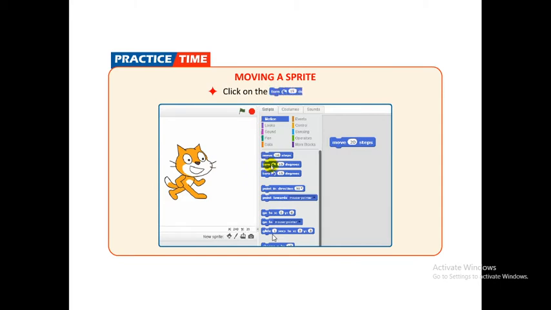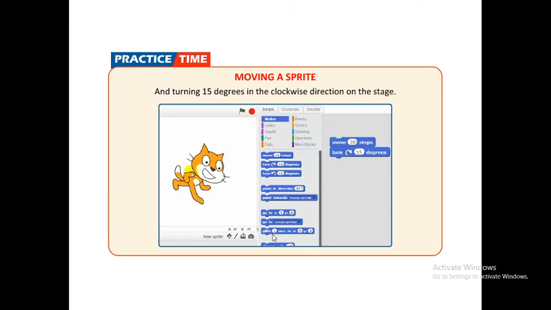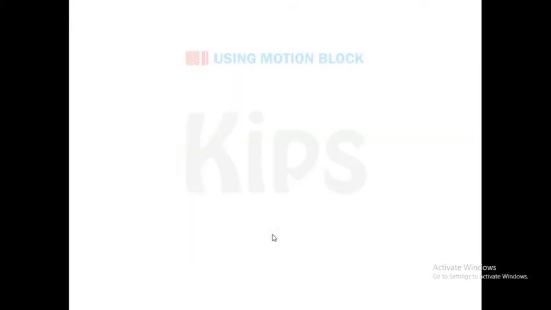Then click on turn 15 degrees clockwise. Now drag it. So turn 15 degrees, move 20 steps and turn 15 degrees. Keep clicking on any block on the sprite and again it starts turning 15 degrees in the clockwise direction on the stage.